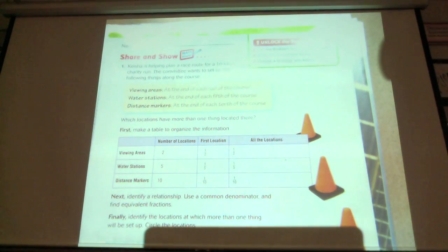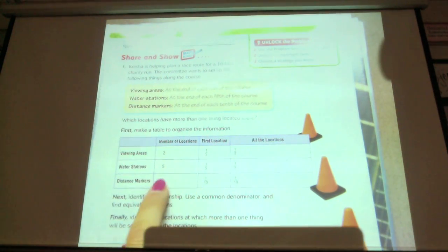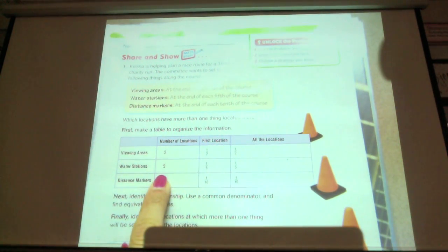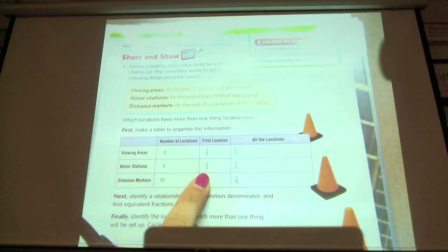What about the water stations? It's going to be split up into how many sections? It's going to be split up into 5 sections. So there will be 5 areas that have a water station. The first one is going to be at the 1/5 marker in.